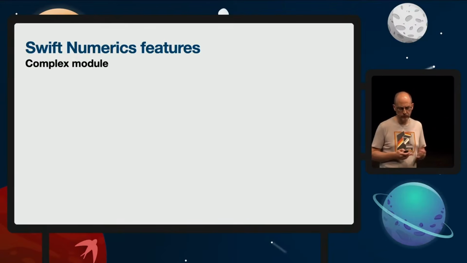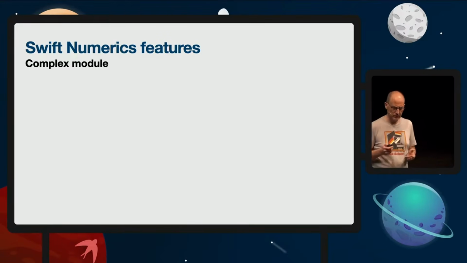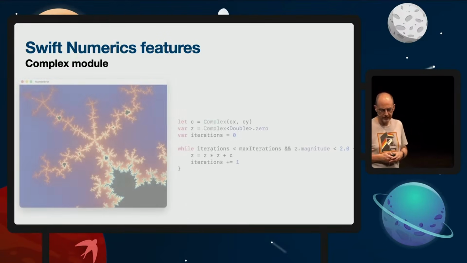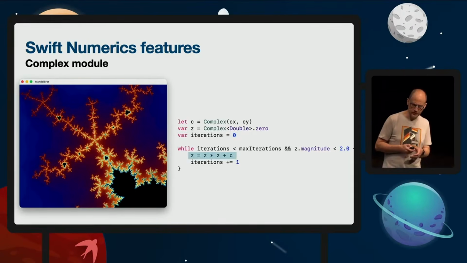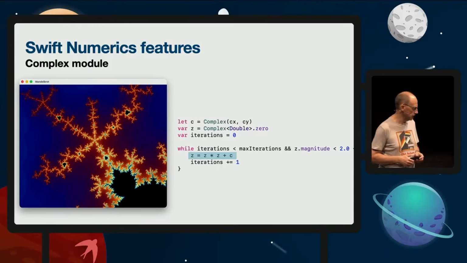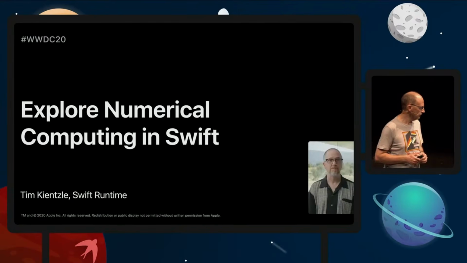Or say you want to use other constructs like complex numbers. There is a Complex module that you could use. And for instance, in this Mandelbrot set example, you see that we can write the equation in simple terms, so it makes the code more readable. All this works on all platforms, including Embedded Swift. If you want to go further, there is this talk from WWDC 2020.